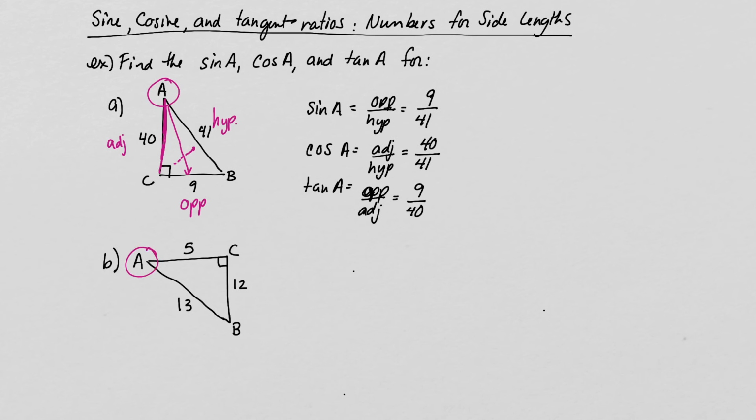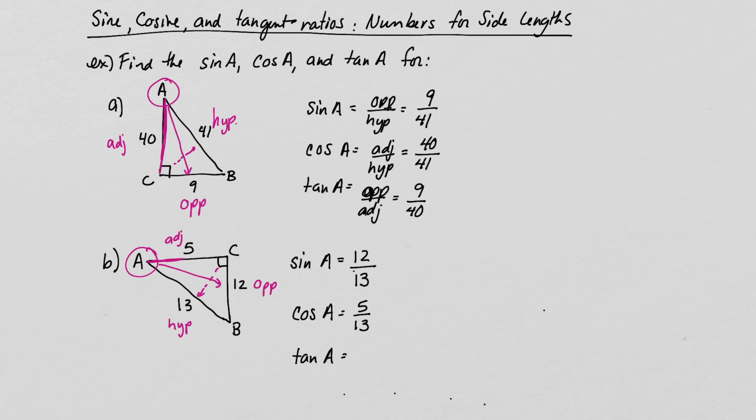So again, we're looking at angle A. So the sine of A is going to be the opposite, right? So the 12 is the opposite over the hypotenuse. Remember, the hypotenuse is always across from the right angle, right? So this side we said is opposite. This side here is hypotenuse. This side here, right, it's touching A, so it's adjacent. So the sine is 12 over 13. The cosine of A is going to be 5 over 13 because it's the adjacent over the hypotenuse. And the tangent of A is going to be the opposite over the adjacent, so 12 over 5.